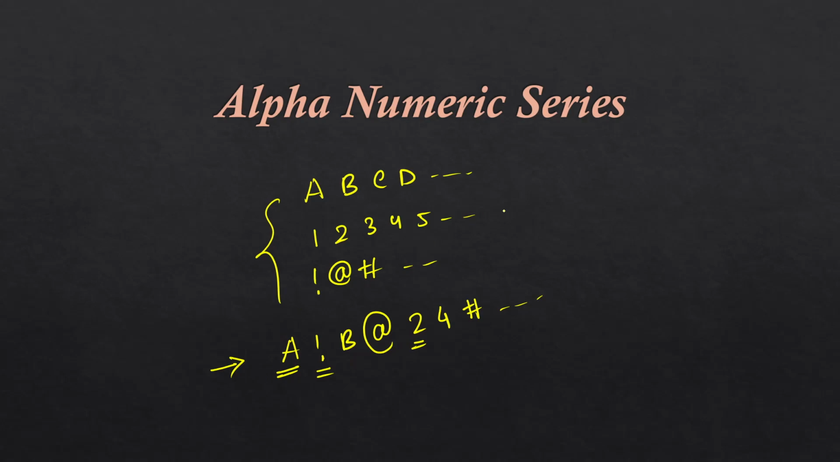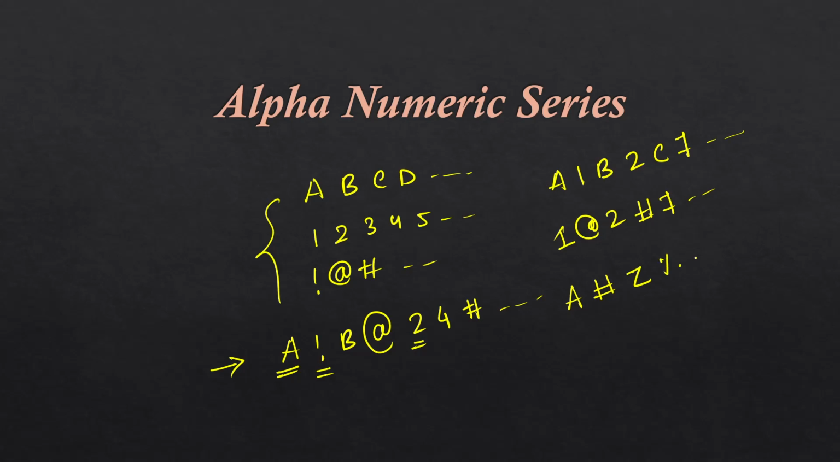If I write A1, B2, C7, and so on, this is called alphabet number series or alphanumeric series. If I write 1 at the rate 2, hash, 7, and so on, this is called numeric symbol series. If I write A, then hash, then Z, then percentage, and so on, this is called alphabet and symbol series.